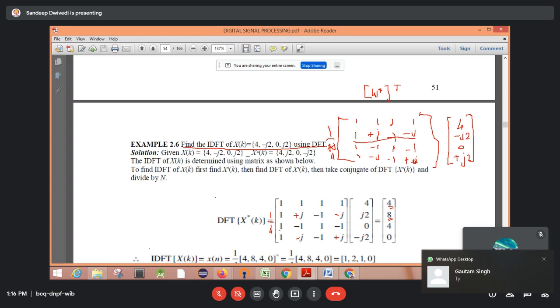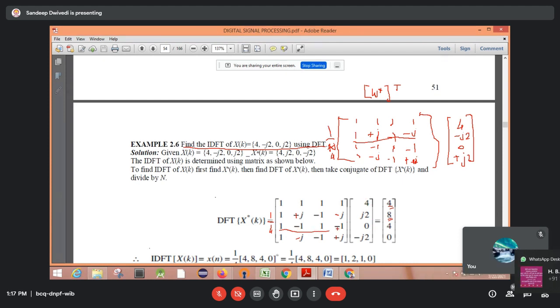Then take this row on this column. Okay, so 4, then minus 2j, then 0, then plus 2j. Minus 2j plus 2j will be cancelled, and this will be simply 4. Correct? Then this row on this column you will get 0.